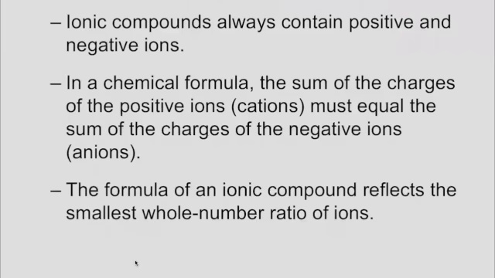Just to give you a summary of the ionic compound formulas, ionic compounds always contain positive and negative ions. In a chemical formula, the sum of the charges of the positive ions, which are your cations, must equal the negative ions. So if you have a +3 cation, you must have a -3 anion. The formula of ionic compounds reflects the smallest whole number ratio of ions. We always want to represent it in the smallest ratio possible.